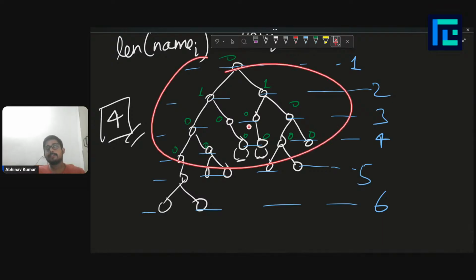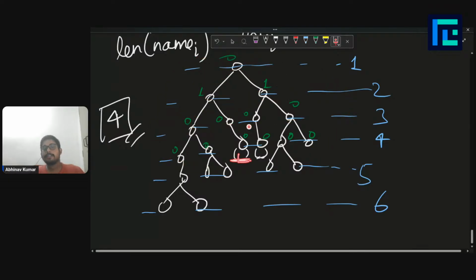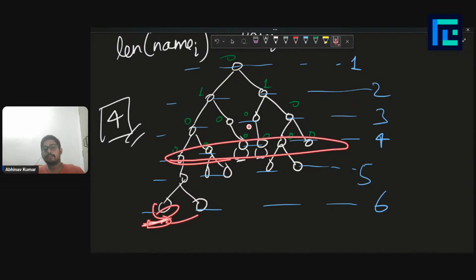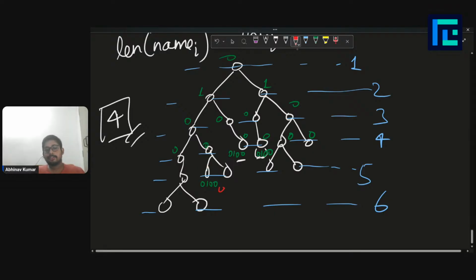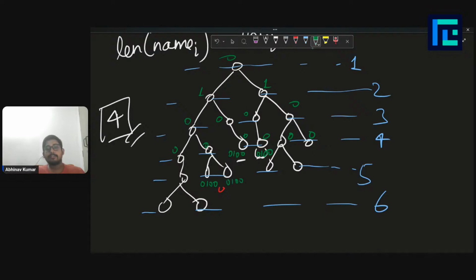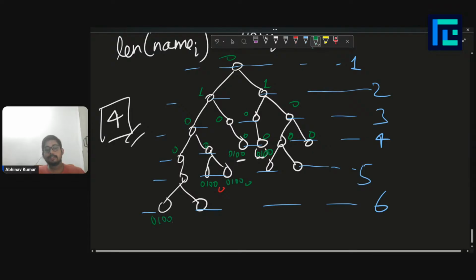If in the first 4 levels, for a particular level, all nodes have the same bit, 0 or 1, then the first four characters would be exactly the same for all these leaf nodes. For this case, it would be 0 1 0 0. For all the leaf nodes, it would start with 0 1 0 0, and then whatever is given extra would come. For some there is something extra, and for some, two extra characters would come.